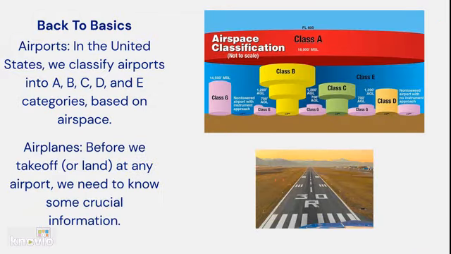In the United States, we classify airports into A, B, C, D, and E categories based on airspace. We really only need to focus on towered airports, which means they have and use air traffic control. Those are B, C, and D airports. These are also the airports that will use ATIS. Before we take off, land, or approach at any airport, we need to know information.